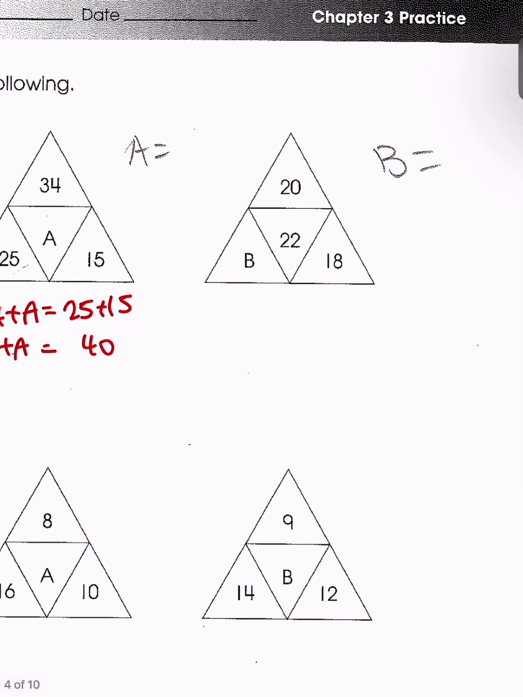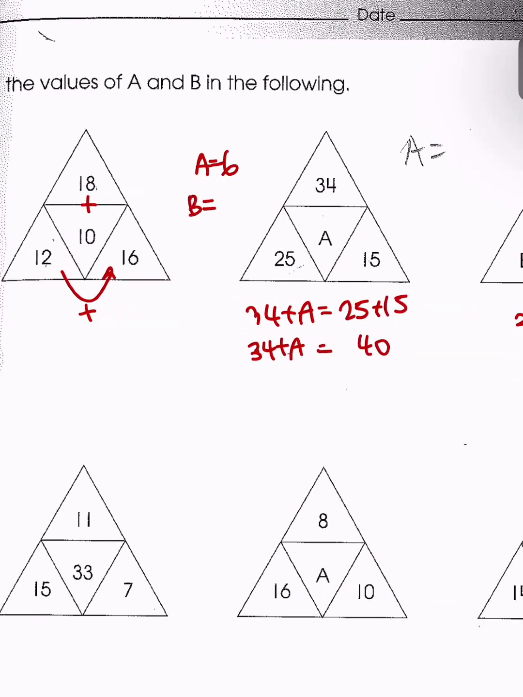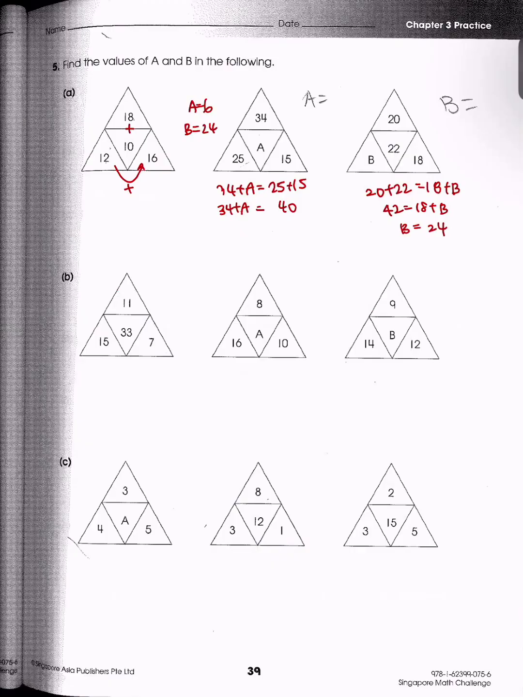Now in this case, 20 plus 22 must be equal to 18 plus B, and so we have 42 equals 18 plus B, and B is going to be 24. B is going to be 24. Right, and so that was our pattern. I know it was a little tricky to find, especially because we weren't able to confirm our pattern, but that was the answer.